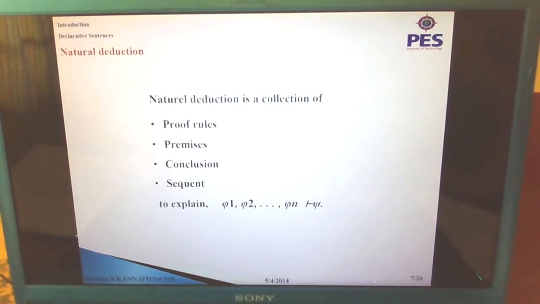Natural deduction is a collection of proof rules, premises, conclusions, sequents, etc. The syntax we use here for a sequent is some premises, phi 1, phi 2, up to phi n, from which we prove that, under these conditions, phi is also true.